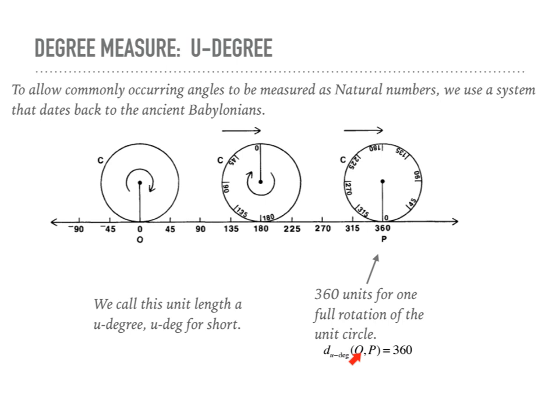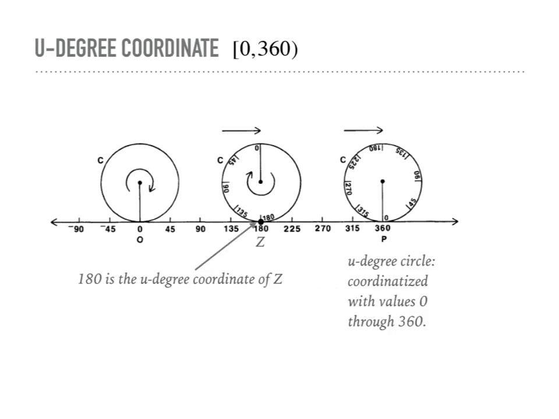So the distance in u degrees, O to P, from here to here is 360 degrees. So one revolution of that circle would take me from 0 degrees to 360 degrees. And you can see that if I rotate halfway around, that's 180 degrees. And one full revolution is 360 degrees. Again, when we measure angles, we are simply subtracting coordinates. So if I had this angle, and I wanted to know the measure, you can see that one coordinate is 315 and the other coordinate is 360. So that angle would be 360 minus 315, or 45 degrees.